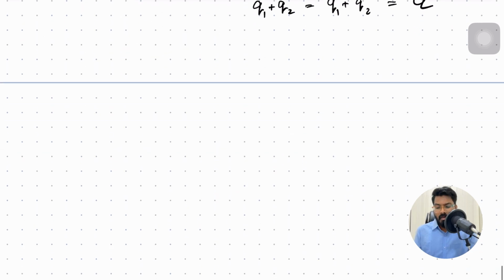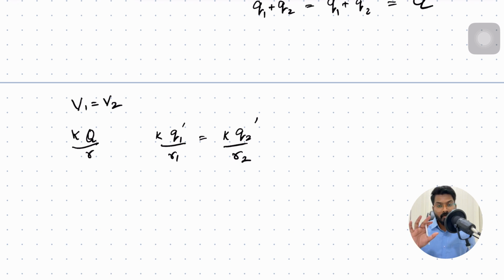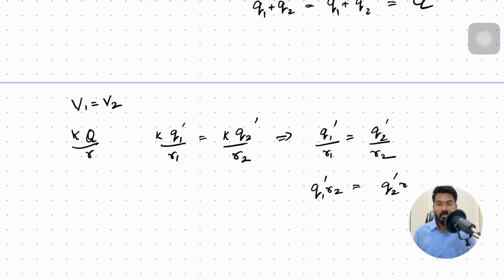When the balls are connected, they come to the same potential. So V1 will be equal to V2. They are at equal potential. As V is KQ by R, we get K into Q1 dash by R1 equal to K into Q2 dash by R2. This is after they are connected. From this, Q1 dash by R1 equals Q2 dash by R2, or Q1 dash R2 equals Q2 dash R1.